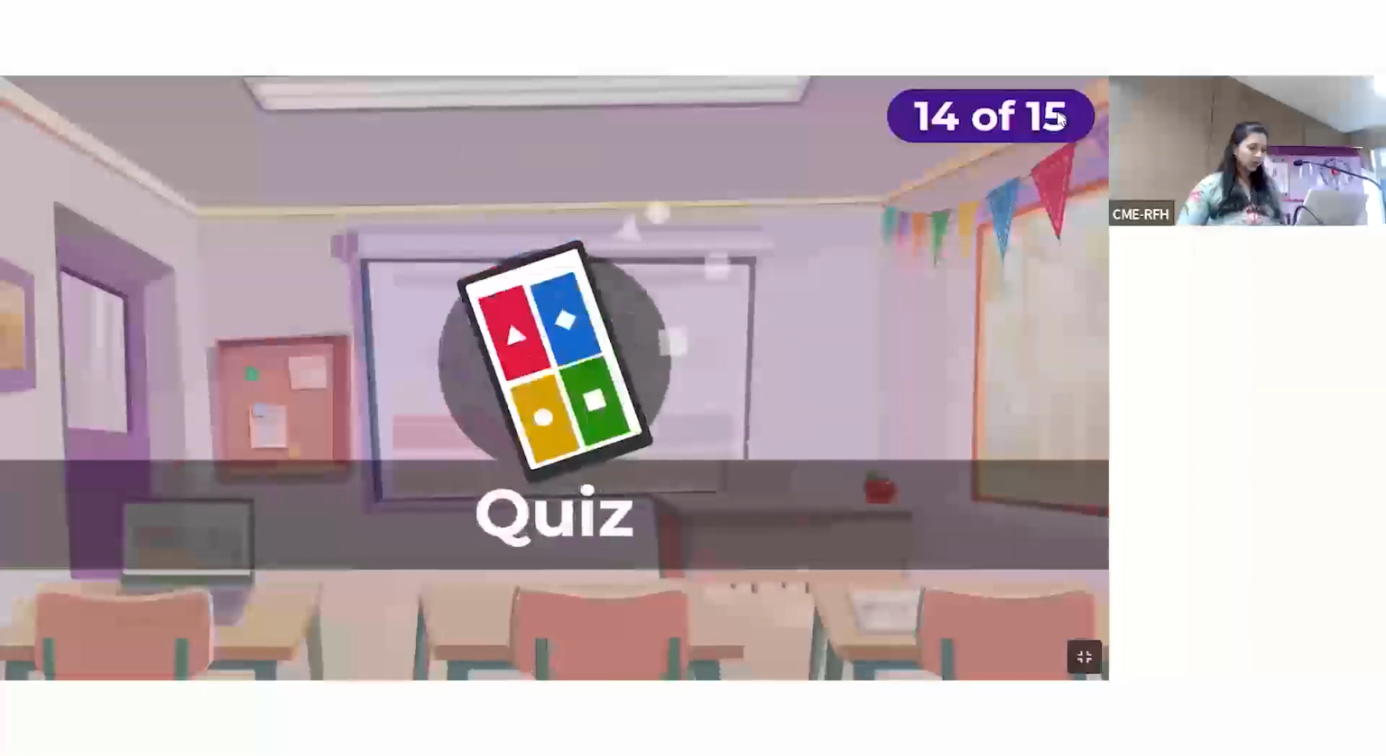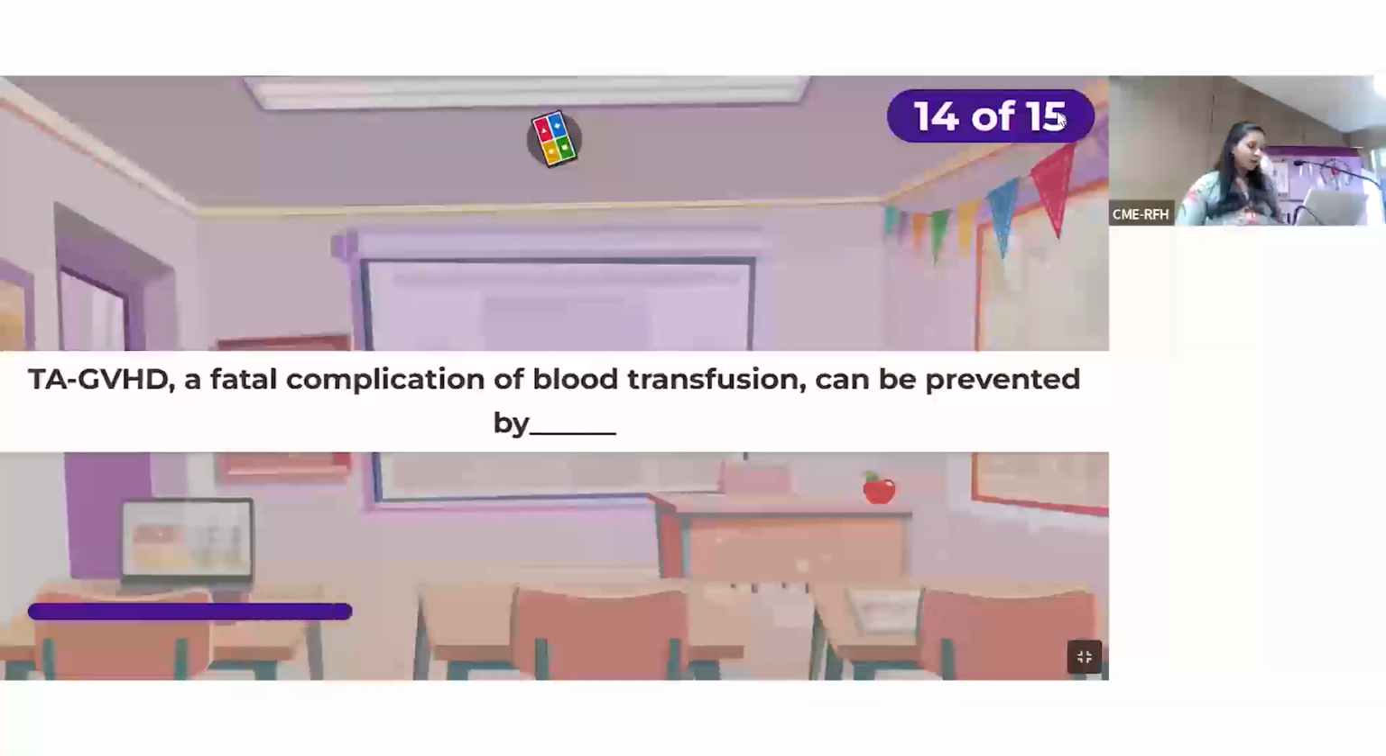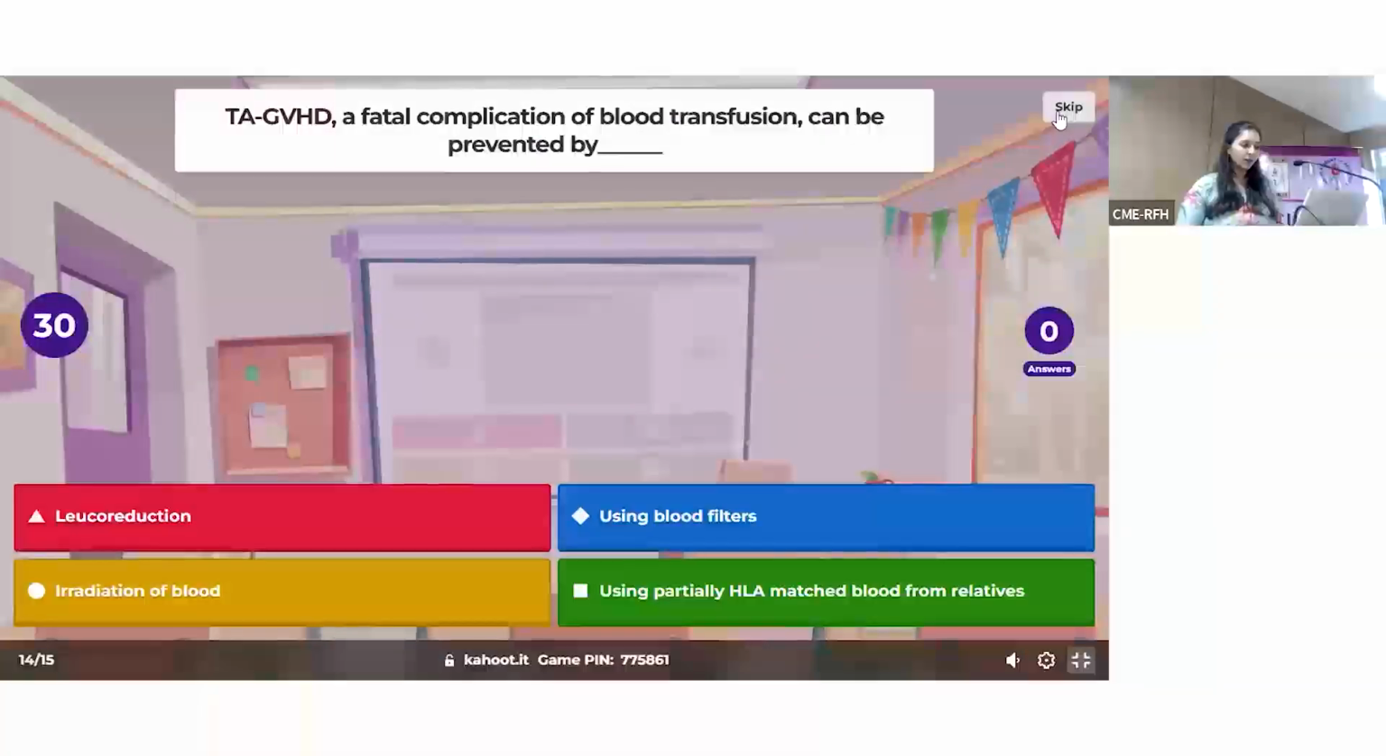Okay, next question. Transfusion-associated GVHD, a fatal complication of blood transfusion, can be prevented by what? Is it leukoreduction, using blood filters, irradiation of blood, or using partially HLA-matched blood from relatives? We've had two wonderful lectures about blood transfusion from our blood bank specialists.